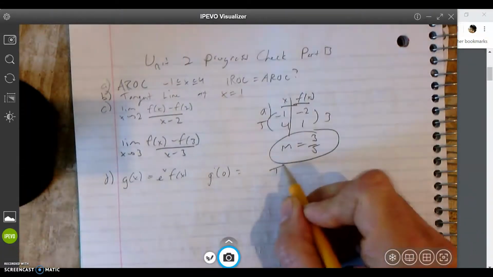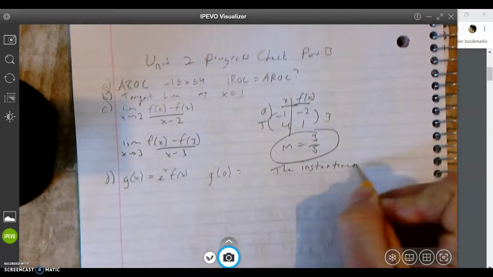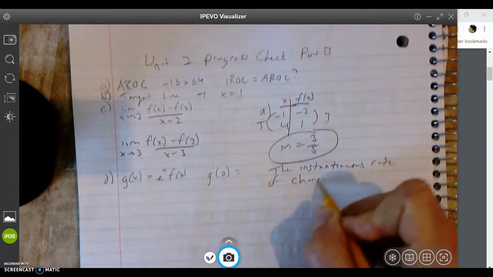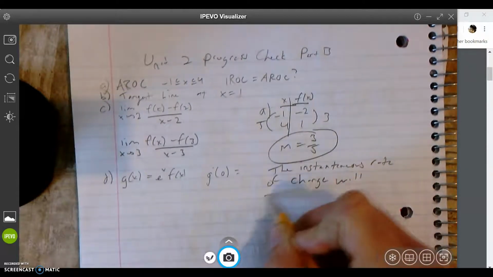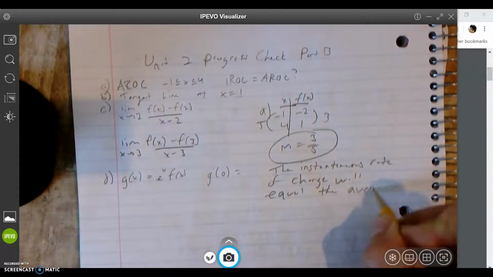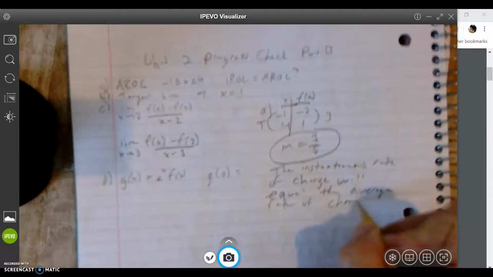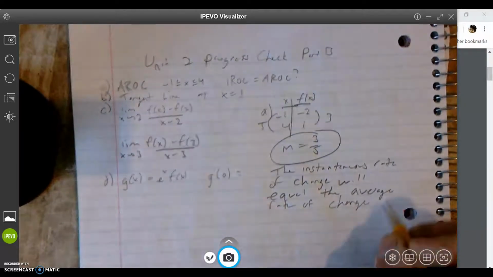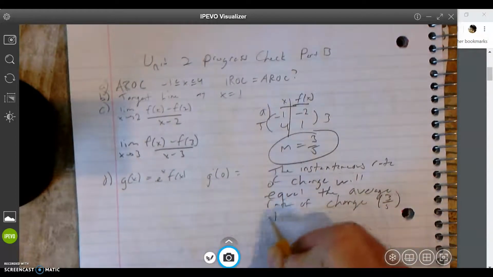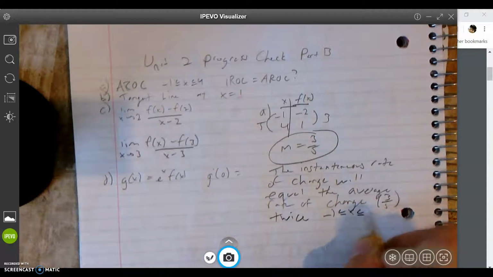And so the instantaneous rate of change will equal the average rate of change, which is 3/5, twice on this interval. Bam.